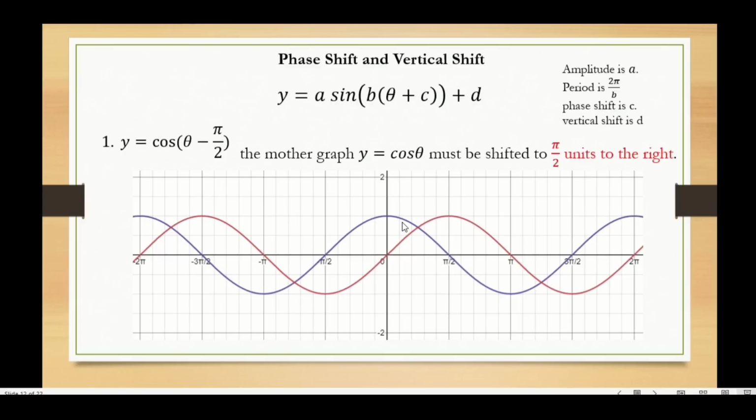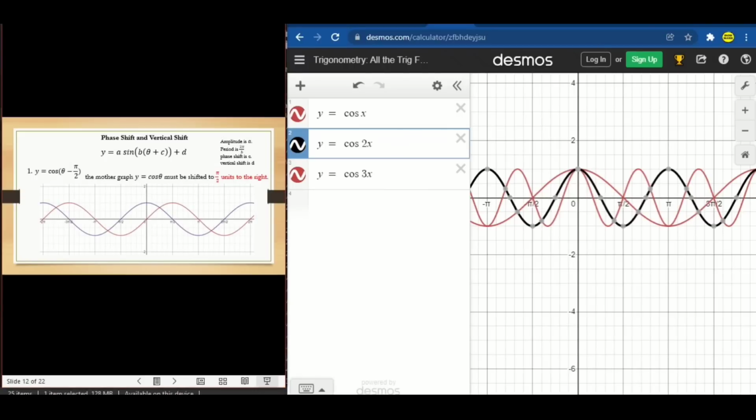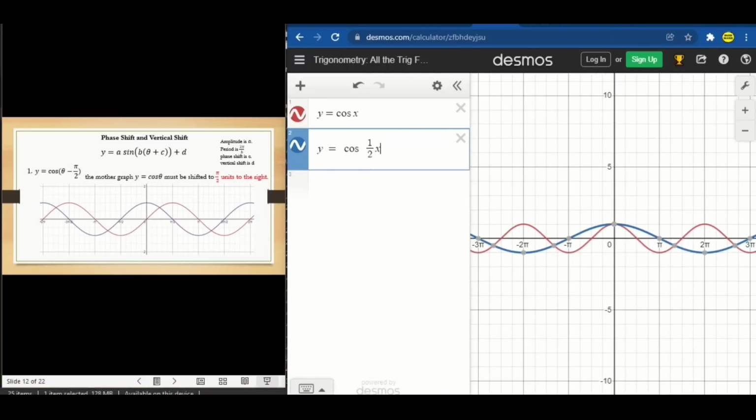So, makikita natin that the mother graph of y equal to cosine theta must be shifted pi over 2 units to the right. So ito yung blue, di ba? Mula dito, nag-shift siya ng pi over 2 units to the right. Dito kasi siya bumaba. Sabi ko sa inyo, class, kapag walang parenthesis, magbabago yung graph, aangat yung graph. Ipapakita ko sa inyo yung pagkakaiba ng may parenthesis at wala.